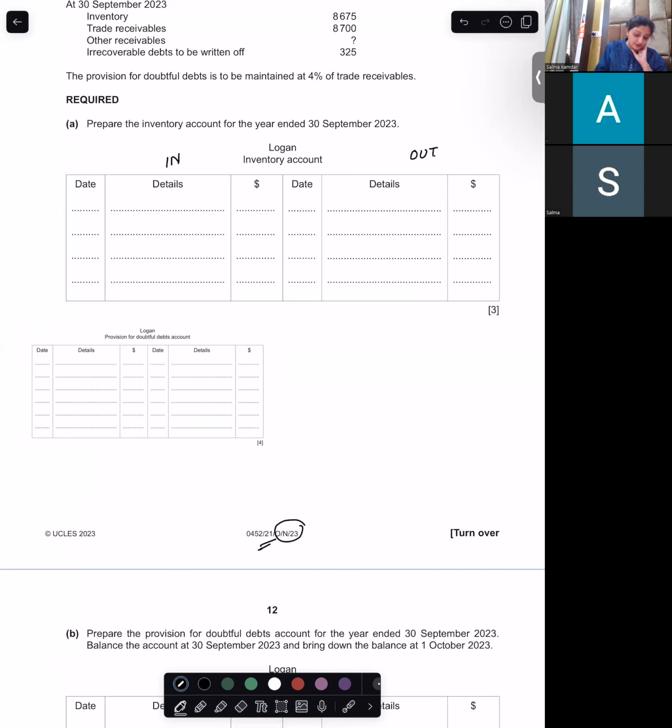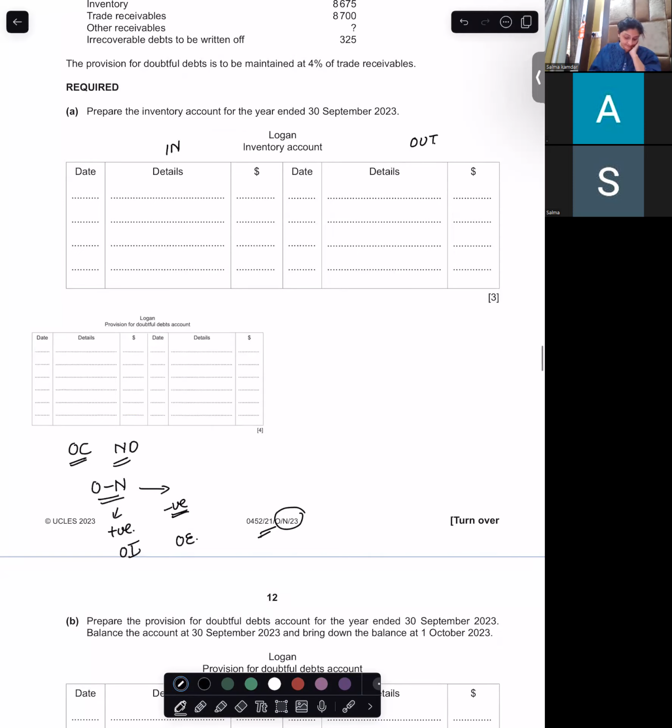Provision for doubtful debts account will follow the format of OCND. Old on the credit side, new on the debit side. If old minus new is positive, then it is other income. If old minus new is negative, then it is other expenses. Are you with me?